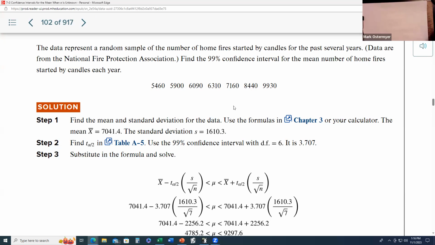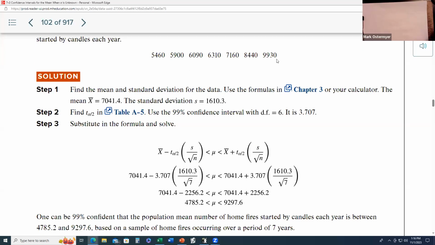All right. Now, we want to build a 99% confidence interval. So if you want to do this manually, you're going to need the mean of this sample and also its standard deviation. You can throw the data into a list and use your 1-var stats function to find the mean of the sample, which would be about 7,041.4. That's X bar. And then the sample standard deviation could also be determined as 1,610.3 homes. Okay.